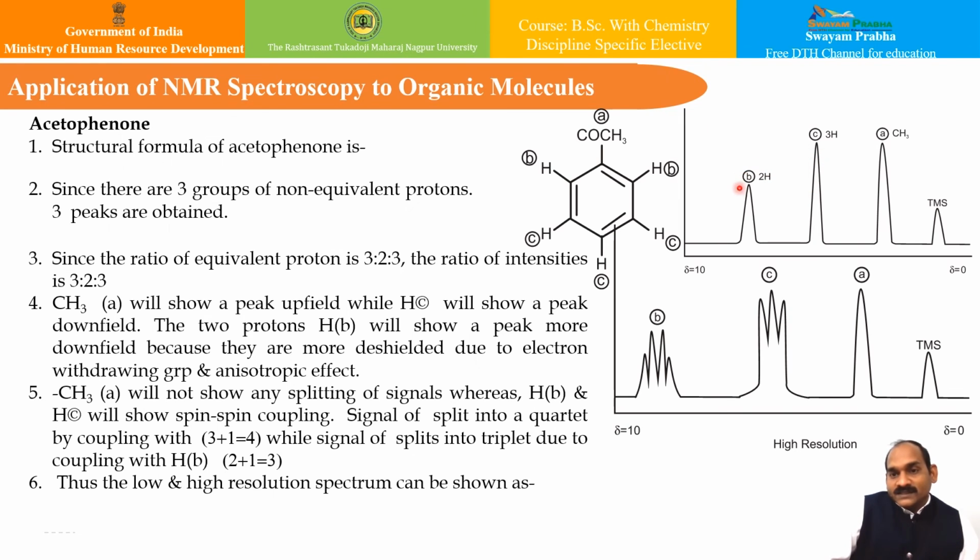The B kind of environment protons will have their signal split into a quartet because of the presence of these 3 hydrogens, and the peak of the C environment proton will be split into a triplet because of the 2 protons present adjacent to it. Therefore the low resolution spectra of acetophenone is shown like this, and the high resolution spectra is shown like this.